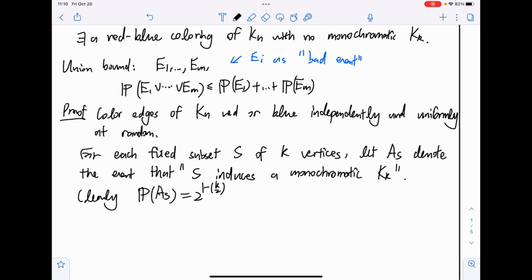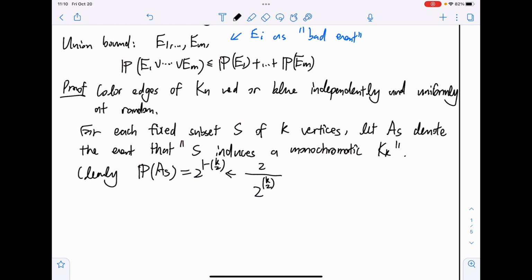There are two kinds of situations, either blue or red, so there are two cases in the numerator. For the denominator, how many cases are there in total? For each edge, there are two possibilities, red or blue. And how many edges are there? There are k vertices and it's a complete graph, so for each pair of vertices there is an edge. So the total number of edges is k choose 2, which gives this number.